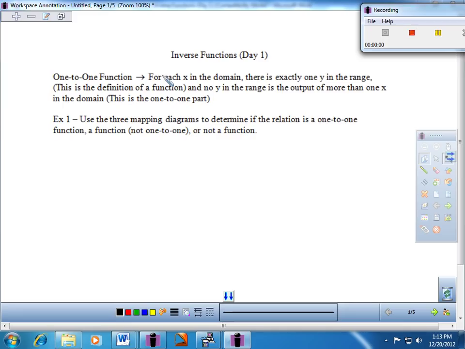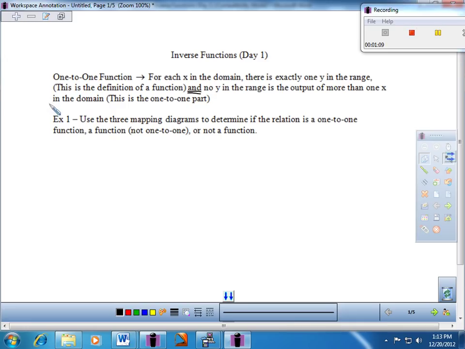Now, there's a second piece that makes it one-to-one, so a particular type of function. And so here's the and. No y in the range is the output of more than one x in the domain. And as it says on your paper, this is the one-to-one part. So what that second part means is exactly what we'll go through on example 1, and see if I can lay it out for you in as visual a way as possible. So let's do that. At this stage, it's probably just a whole bunch of verbal jargon. Let's see if we can make sense of it though.